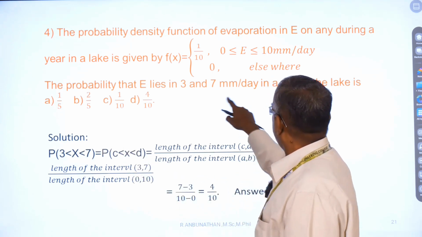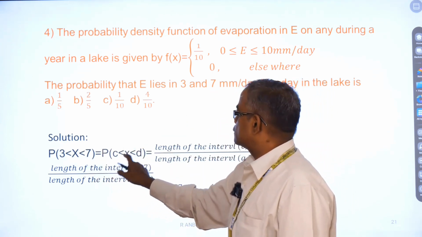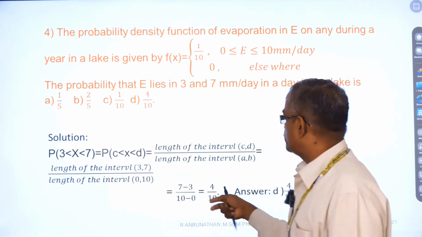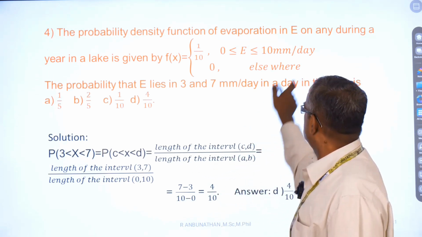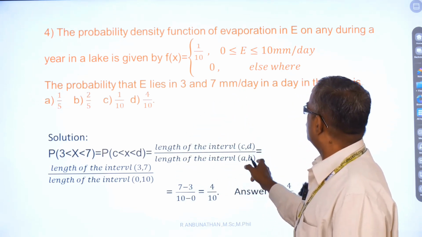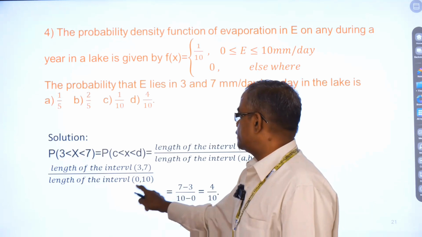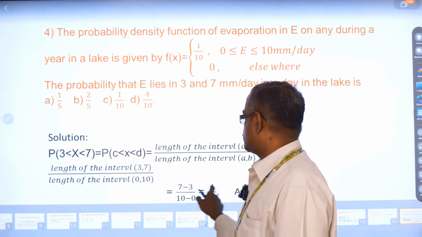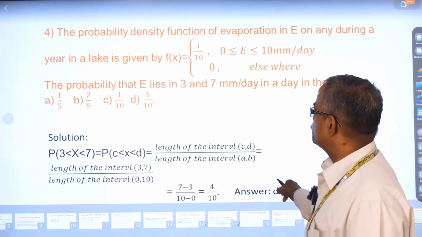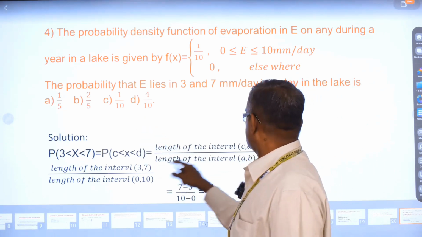Here they asked to find the probability between 3 and 7. This interval is also within the interval 0 to 10. Therefore, according to the earlier stated formula, we take the length of the asked interval (c, d) over the original given interval (a, b). It is (3, 7) over (0, 10). The difference between 3 and 7 is 4. The difference between 10 and 0 is 10. Therefore, the answer is 4 by 10. Therefore, the answer D is the correct one.